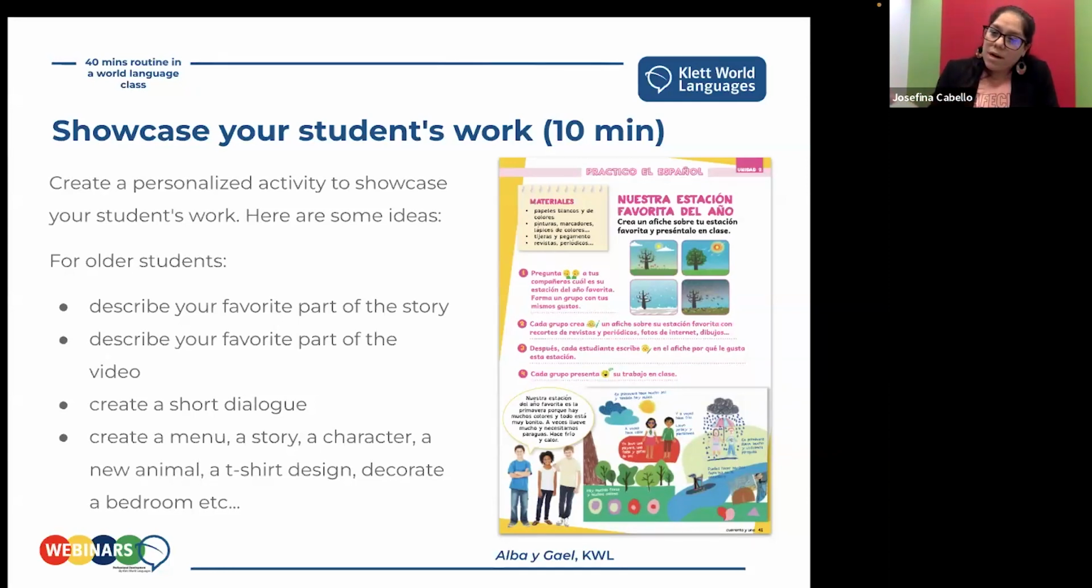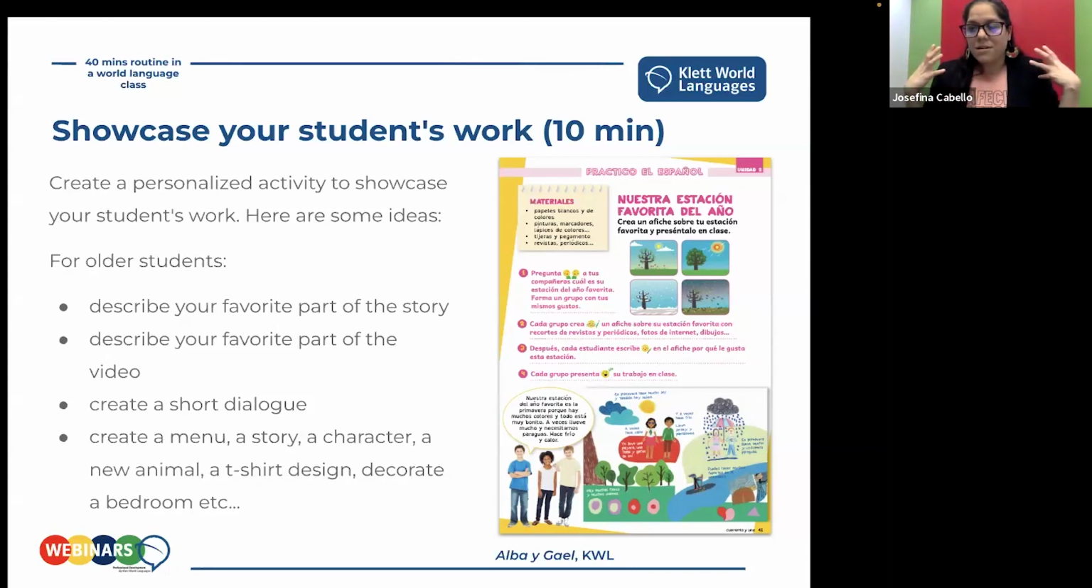You can also ask them to create a dialogue. For example, in the picture that we just saw, you can say, hey, I need you to pick two people and create a dialogue between these two people. Even if it's a six lines conversation, imagine what might happen if these two people start talking. If you're working on food, you can create a menu. If you're talking about descriptions or family, create a story. You can always add an additional character to a story. Like, hey, what do you think if there's this X character who comes into the story? You can create a t-shirt if you're talking about clothes, designs, a bedroom, decorate something.